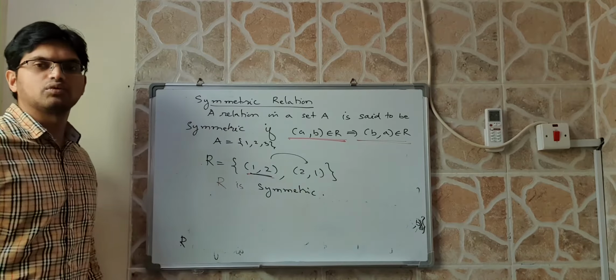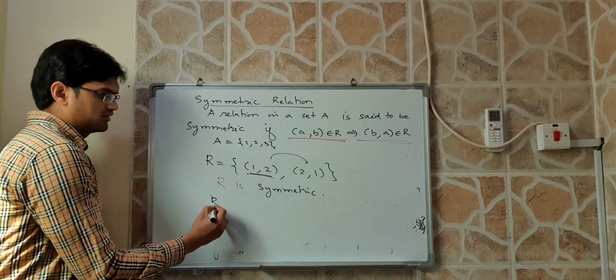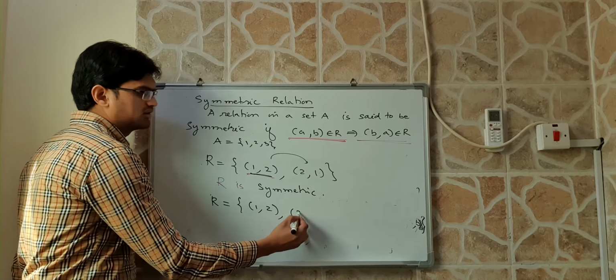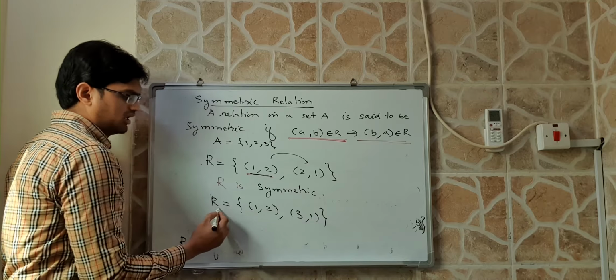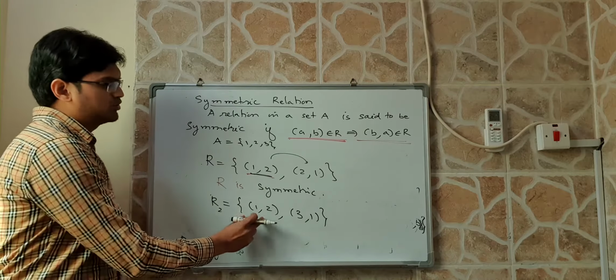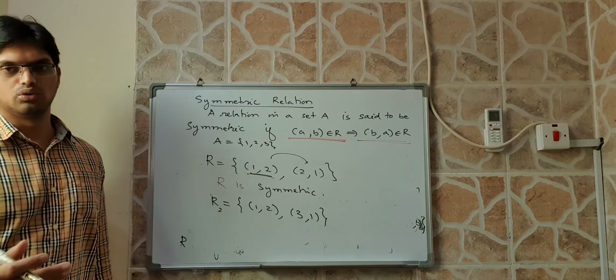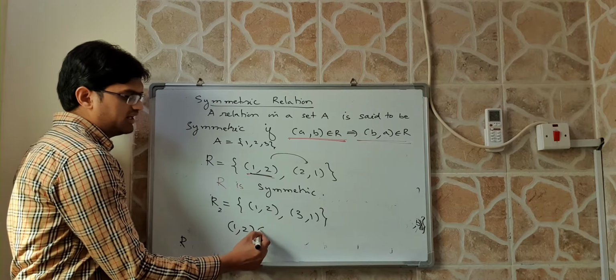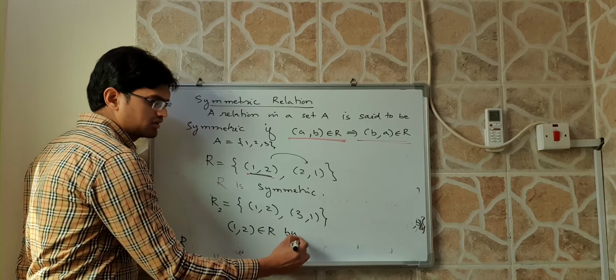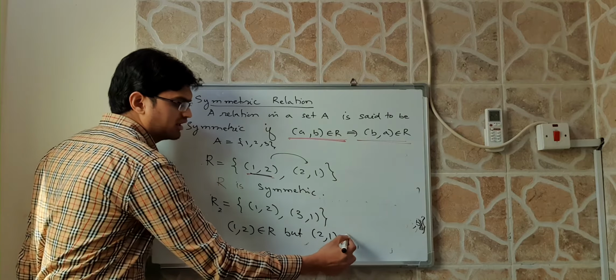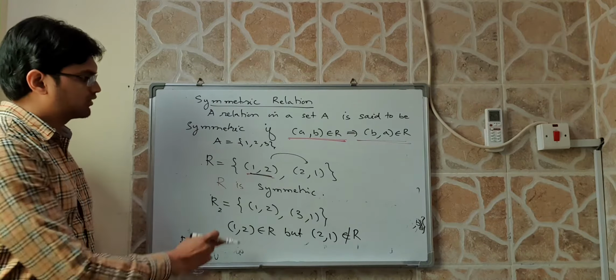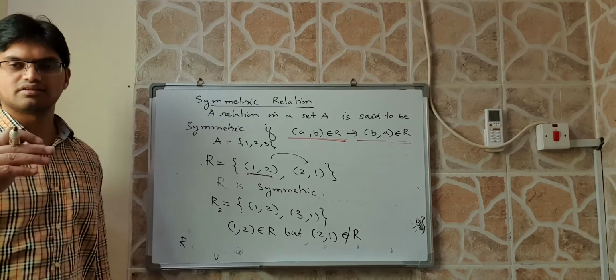Now let us consider one relation, R2, which is 1 comma 2 and 3 comma 1. Can I say it is a symmetric relation? No. Why? Because see, 1 comma 2 is there in R2, but 2 comma 1 is not there in R2. It does not belong to R2. Therefore, R2 is not symmetric.